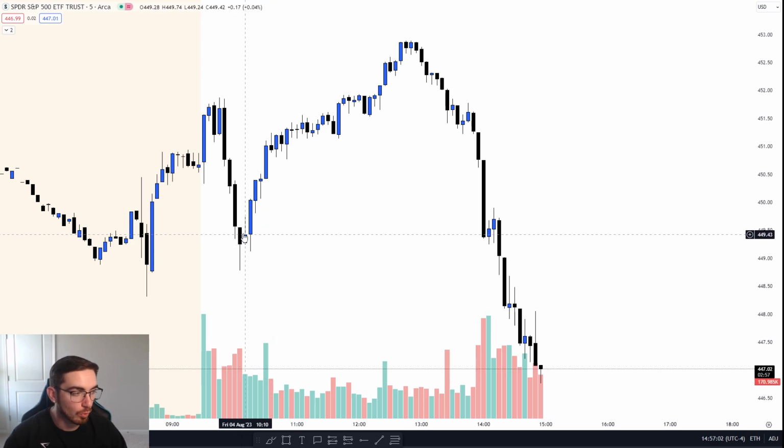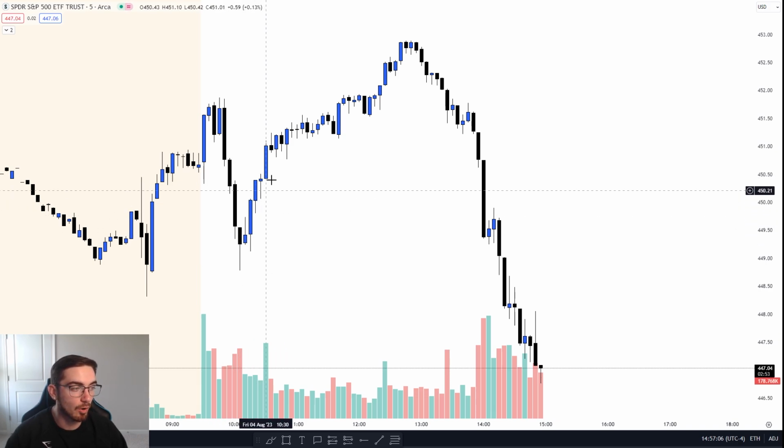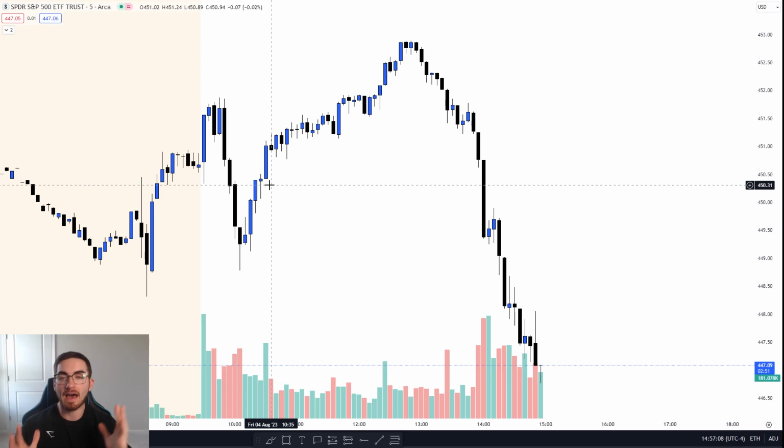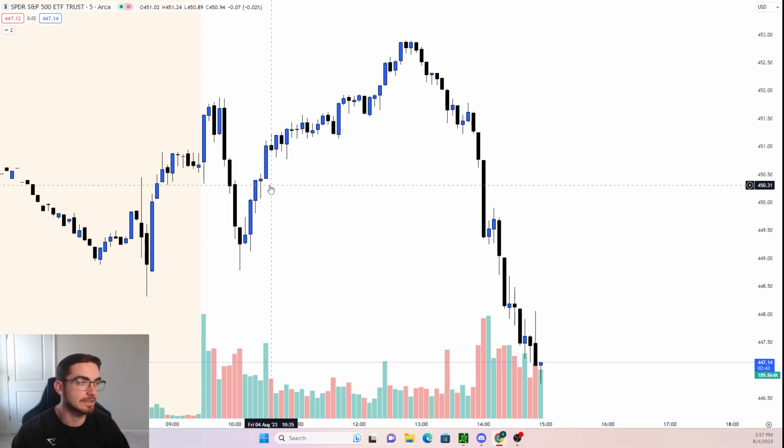So we ended up getting long inside a Team Bull, and we actually caught a very nice move to the upside off this trade right here. But again, having that level of interest plus the price action plus the volume confirms a high probability trade. So that was one of the trades that I ended up taking today.